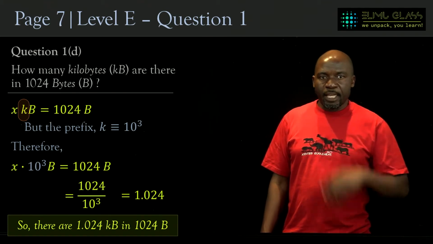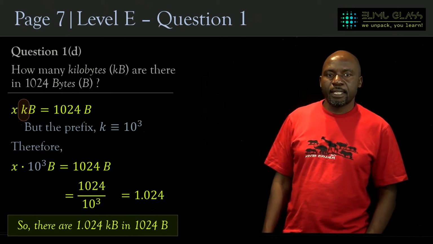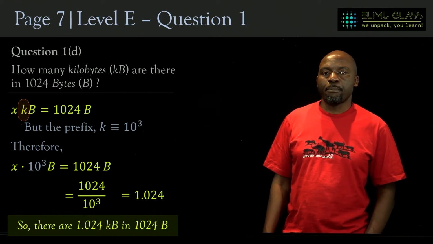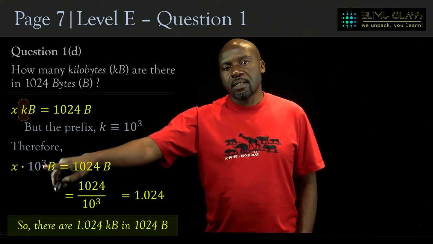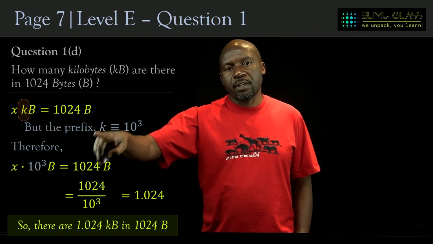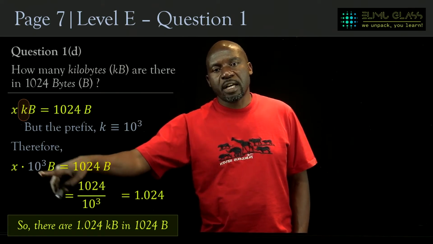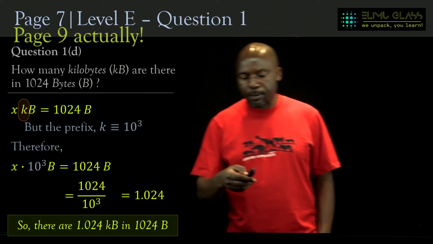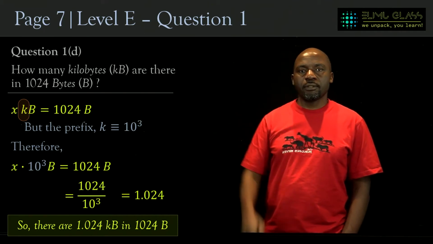And because of that, we can now conclude that there are 1.024 kilobytes in 1024 bytes. Okay? So if the prefix is on this side, then you put it down and then you divide both sides by the same, like we've done here. All right, here's another one which should be similar to this.